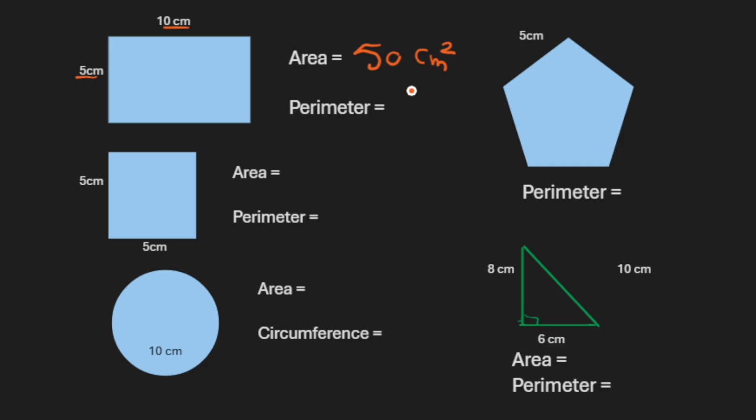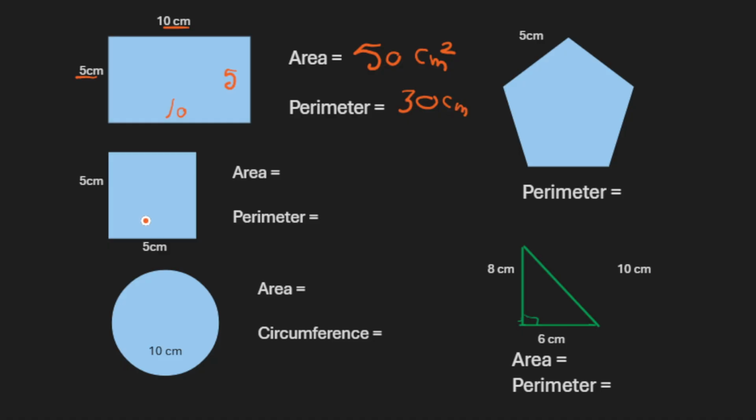It's always units squared. The perimeter is when you add all the sides. So this is 10, that's 5. This is 10, and this is 5. So the perimeter is 10 plus 5 plus 10 plus 5. That's 15 plus 15, which is 30 centimeters.